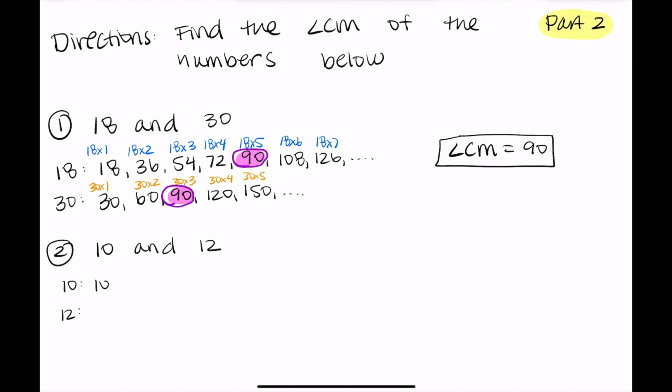So for number 1, our LCM would be 90. And now we will move on to number 2. For number 2, we will be finding the least common multiple between 10 and 12.